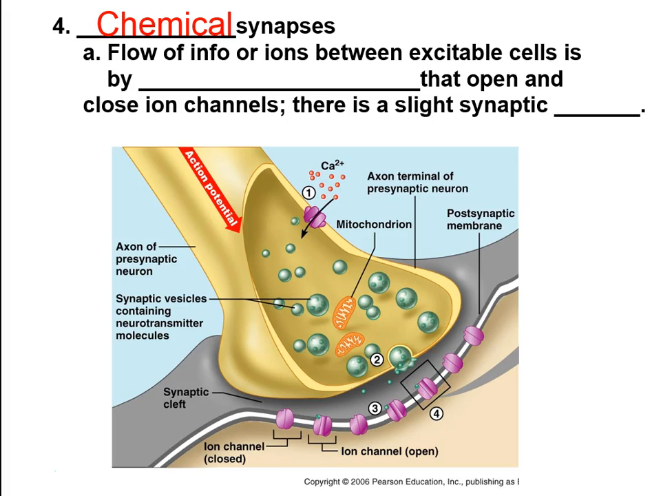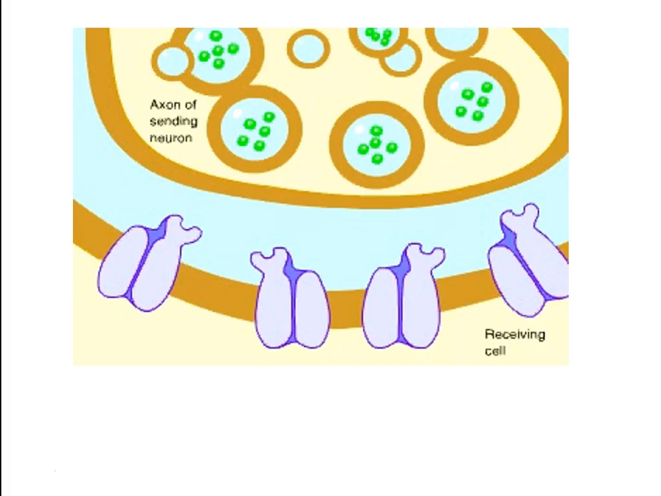The flow of information or ions between excitable cells is by way of neurotransmitters that open and close ion channels. There is a slight synaptic delay as the chemical crosses. So here I think is the rest of my movie.